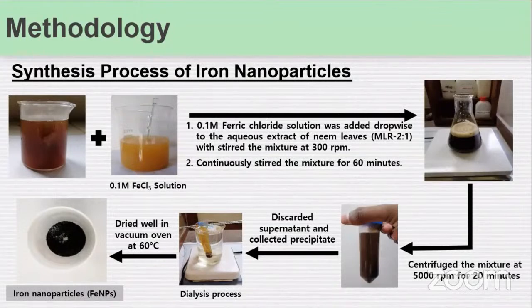The mixture was centrifuged at 5000 rpm for 20 minutes. The centrifuge process was done 2 to 3 times. After that, discard the supernatant and collect the precipitate. The precipitate needs to be cleaned well, therefore we use a dialysis process. After dialysis, it needs to be dried well in a vacuum oven at 60 Celsius. After a few hours, we get the iron nanoparticles in powder form. That powder is put in a sealed canister and kept at 8 Celsius for further use.